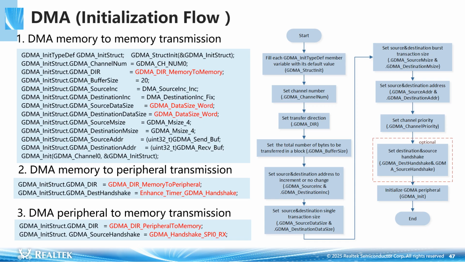The DMA initialization configuration process is as follows. Step 1. Configure the DMA transfer direction, data format, and the number of data items to transfer. Step 2. Set the memory address. Step 3. If transferring data between a peripheral and memory is needed, set the transfer direction and the handshake information for the peripheral.